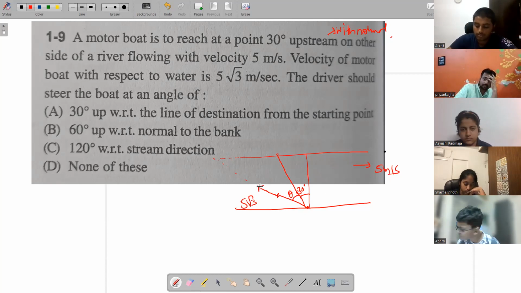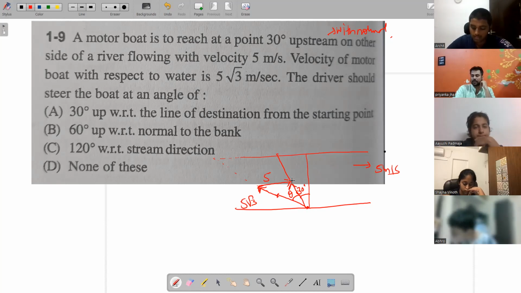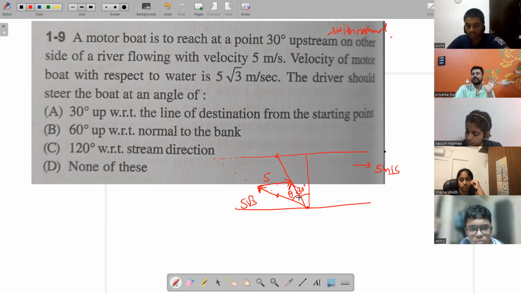Now you can see that this man is reaching at this point. This is the relative velocity and this is the velocity of the river, 5 meter per second. If you add them vectorially, this vector plus this vector must be this vector, because if the boat has to reach this point, the resultant velocity is along this line. So it will directly reach over here. Now you have to find this theta.